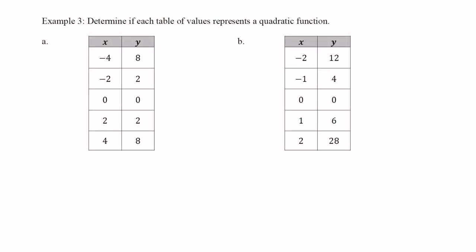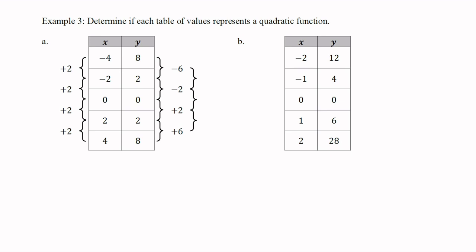So in this example, let's determine if each table of values represents a quadratic function. First, we're going to check the first differences. In this case, the differences in our x values are all 2. We add 2 each time. And our first differences in our y's, we have minus 6, because 8 minus 6 is 2. Then 2 minus 2 gives us 0. 0 plus 2 gives us 2. And 2 plus 6 gives us 8. So our first differences are not constant. But of course, we're not expecting them to be constant when we're looking for a quadratic function.